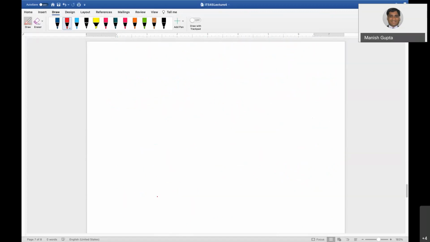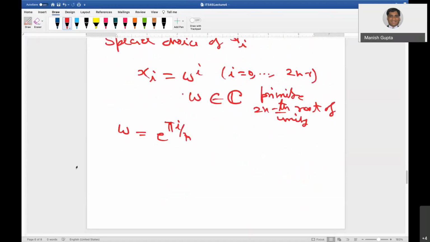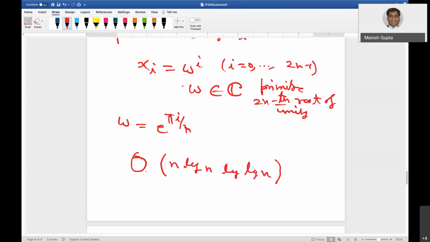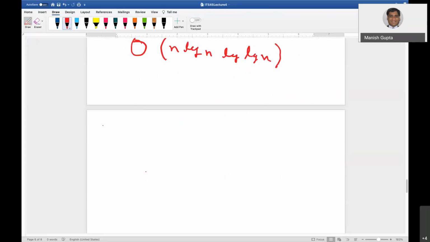So let me show you. By the way, I should mention that this algorithm has complexity of order n log n log log n. These choices of points are very important. Essentially, we look at the numbers we want to multiply, write them down in base B, in the form of polynomials that I have shown you, and then you take the discrete Fourier transform.